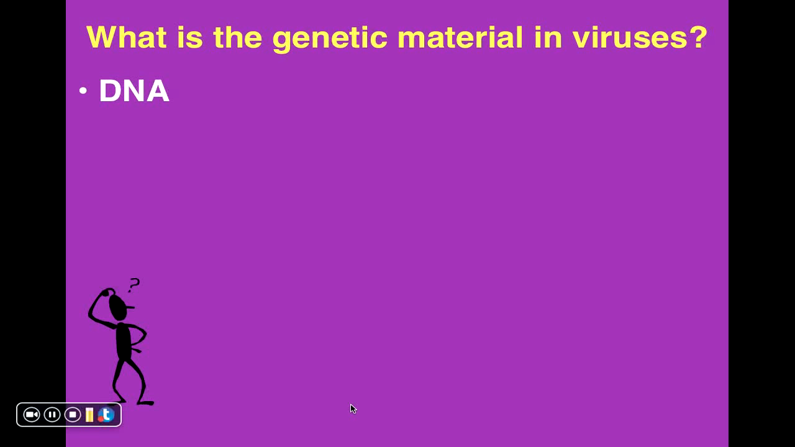We already mentioned previously that the genetic material in viruses can either be DNA or RNA. As a classic example of an RNA virus, let's take a look at HIV. HIV is considered one of these retroviruses. And what does that refer to?